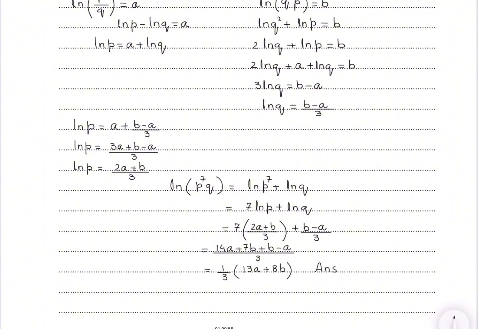So this would be your answer, 1 over 3 bracket 13a plus 8b. Alright.